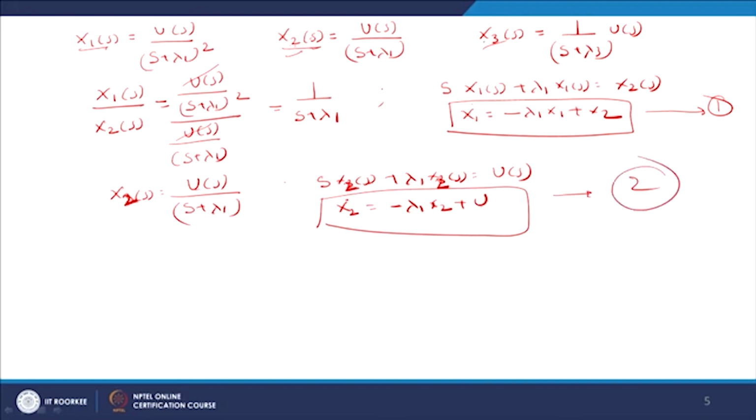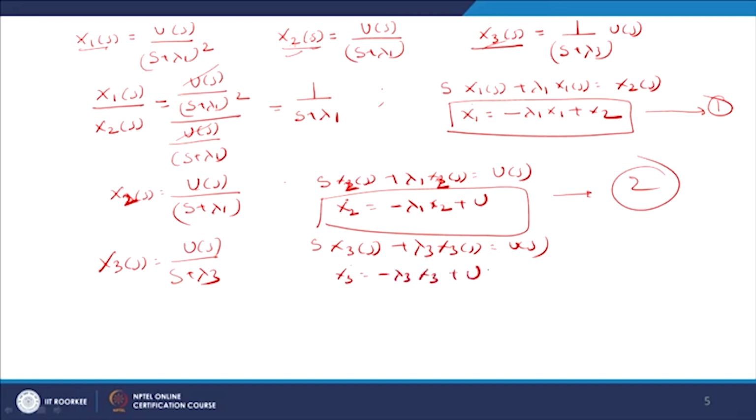Now about the third, x3. Here x3 of s equals u of s divided by s plus lambda 3. So how do we write this equation? Again we cross multiply it: s x3 of s plus lambda 3 x3 of s equals u of s. Here also we apply the inverse Laplace transform. So what will we get? We will get x3 dot equals minus lambda 3 into x3 plus u.